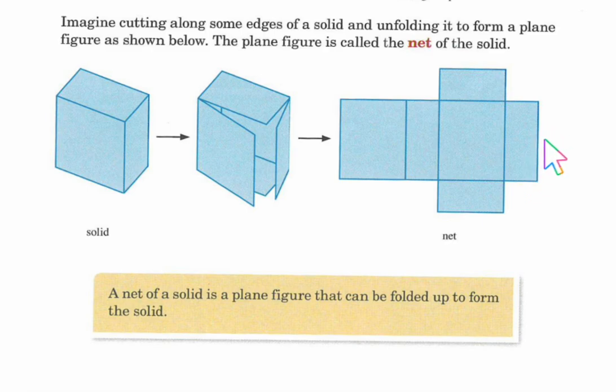It's what your three-dimensional figure looks like when you open it all up to expose the two-dimensional shapes. So a net of a solid is a plane figure, because remember, plane is like what you can draw or fit onto a piece of paper that can be folded up to form the solid. Be sure that that is in your notes. We utilize nets in order to help us do calculations. So it's not just a fun, thought exercise.